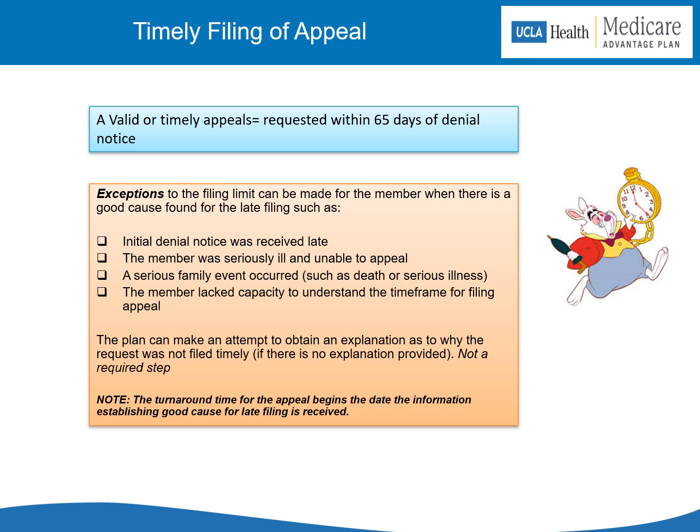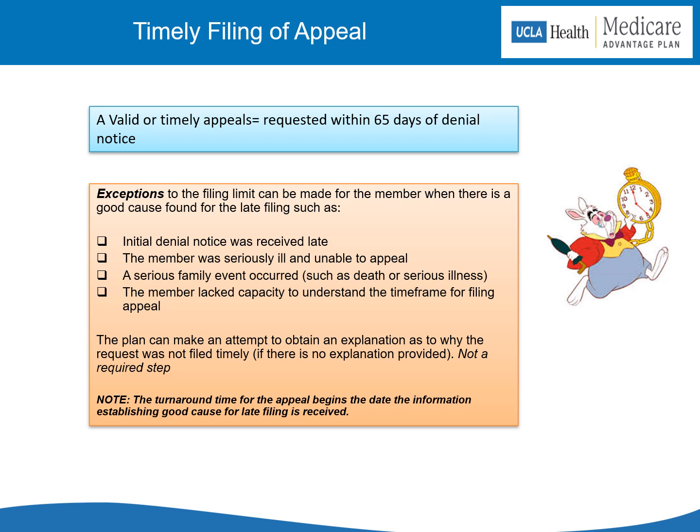Timely filing of an appeal. A valid or timely appeal is requested within 65 calendar days from the date on the original written notice of denial. That means that in order for us to consider a case timely, it cannot be on day 66. That would be considered an untimely appeal. There are exceptions to the filing limit that can be made, as I have listed here, only when good cause is found for the late filing.